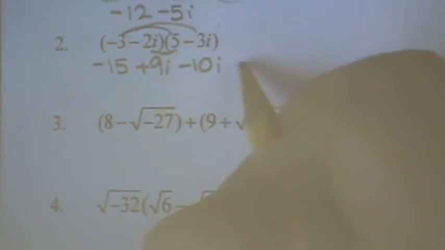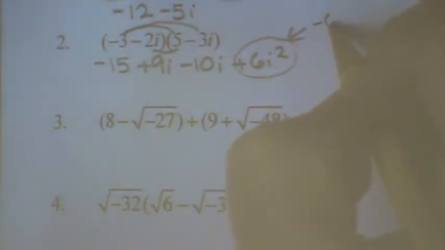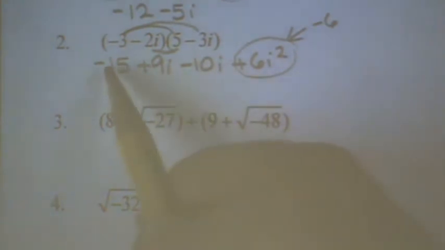Number 2, what are they asking you to do? FOIL. -3 times 5 is -15. -3 times -3i is 9i. -2i times 5 is -10i. And -2i times -3i is positive 6i squared. Well, we learned that i squared is equal to what? -1. So what does this whole term go to? This is really -6. So we're going to add -6 and -15.